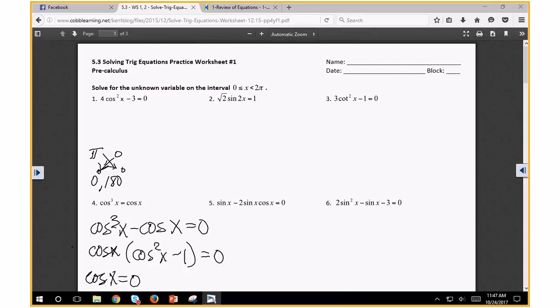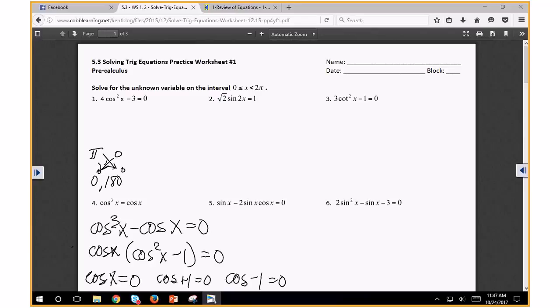All right. Okay, what about this one? Well, cosine plus 1 is equal to 0. Cosine minus 1 is equal to 0. And then finish that out. When is the cosine equal to negative 1? Pi over 2 and what? 3 pi over 2.